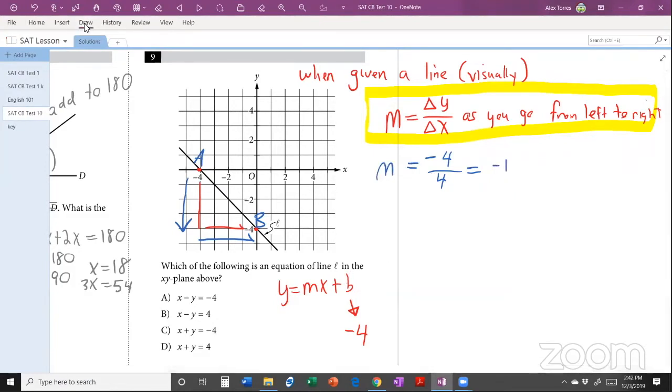So now back to our y equals mx plus b. That's y is -1x minus 4. So that's our equation of the line. Now all of these answers, these are in standard form. Standard form is ax plus by equals c. So we have the right equation. We just have to get it into the format that the question is asking for. So we can add 1x to both sides. And that would give us this right here. X plus y equals -4. So the answer to number 9 is C.